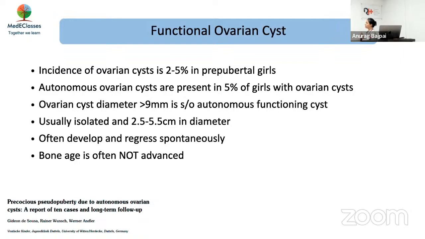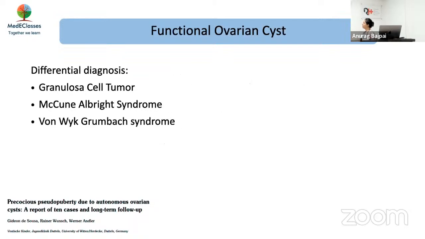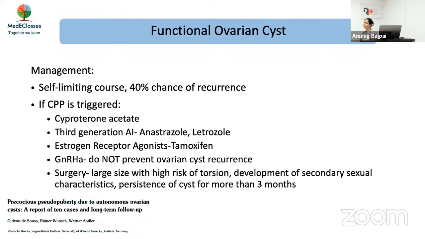Although the cutoff is more than 9 millimeters, usually these cysts have a size of 2.5 to 5.5 centimeters. They are usually isolated. They develop and regress spontaneously. Often bone age is not advanced with functional ovarian cysts, even those that recur. The common differential diagnoses we've already discussed, granulosa cell tumor, McCune-Albright and hypothyroidism, must be looked for in these patients.